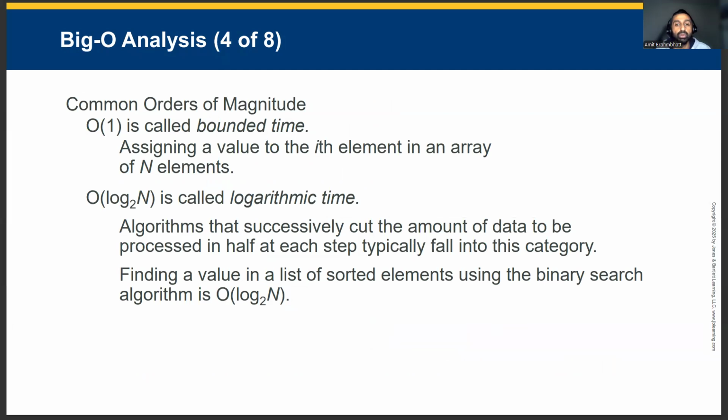Here are the most common orders of magnitude. O of 1 is called bounded time, for example assigning a value to the ith element in an array of n elements. In simple language, it would be that we are passing through the code just once, O of 1. There are probably no loops making it go through certain equations multiple times.